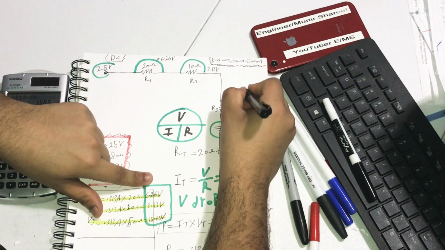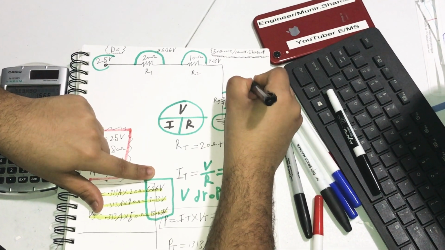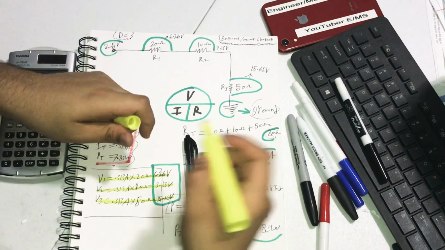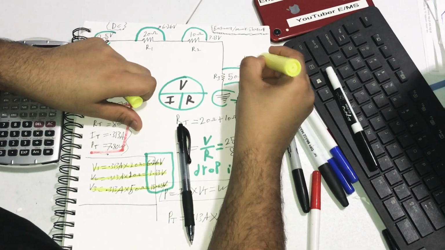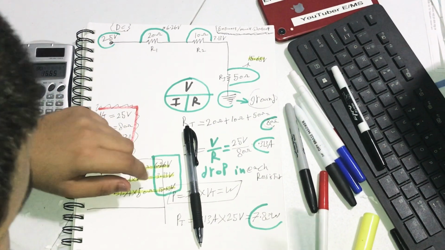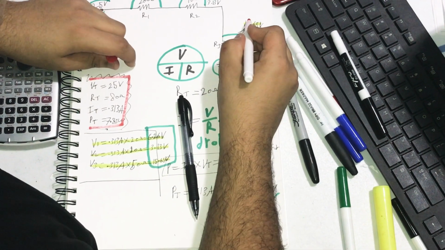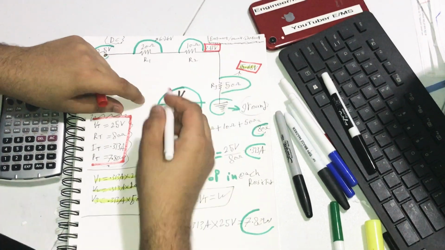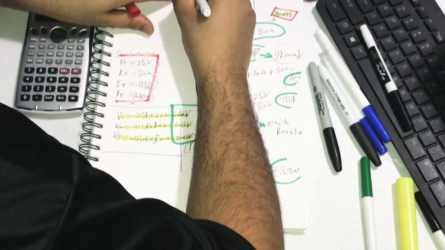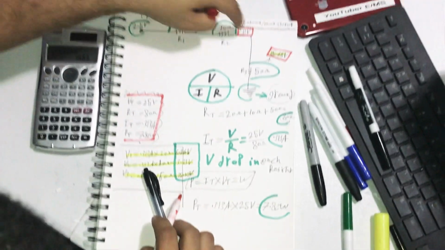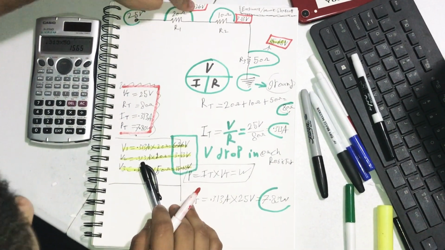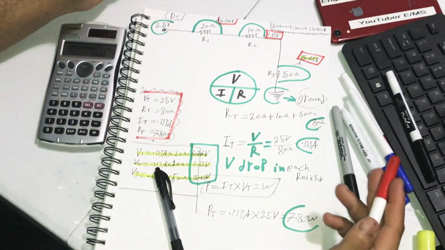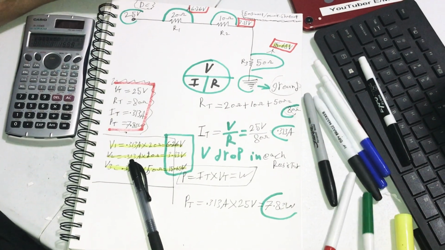So right here, 15.65 volts. I'm gonna highlight them. There's a voltage drop in each resistance. If you add up the voltage drop in each resistance, you will get the total volts. If you want me to prove it, I'll prove it to you right now.